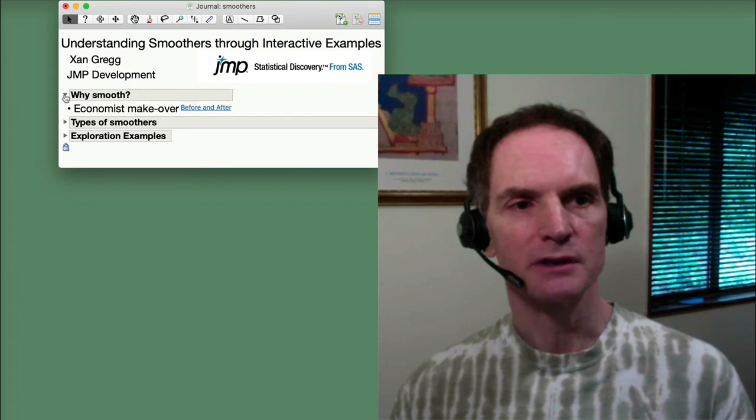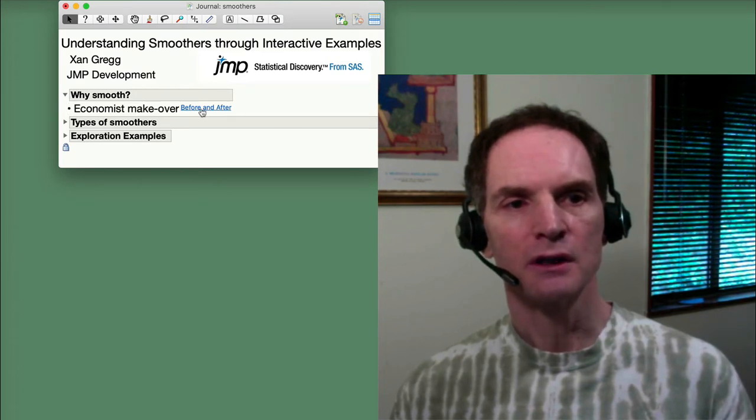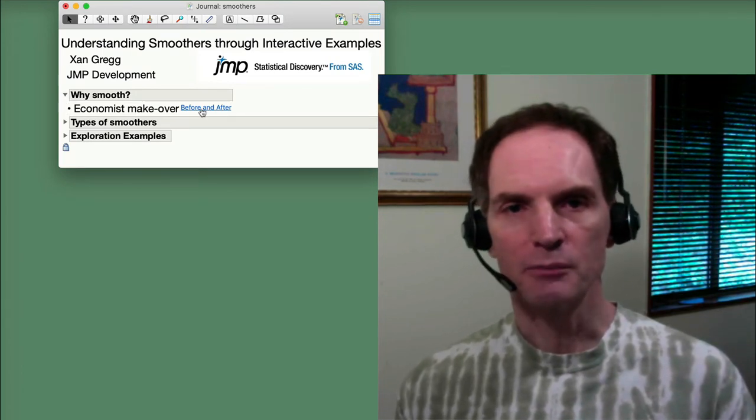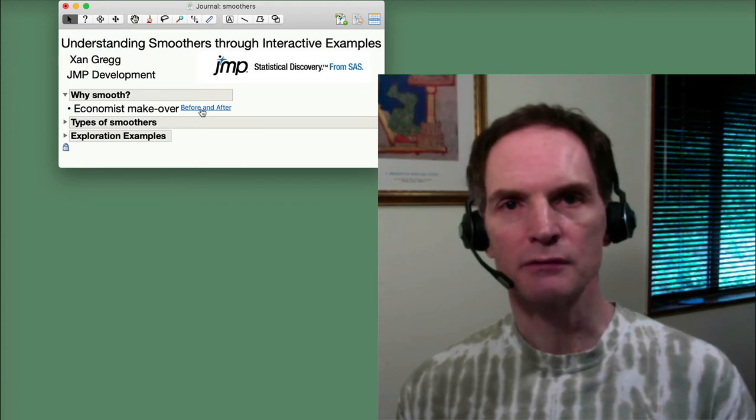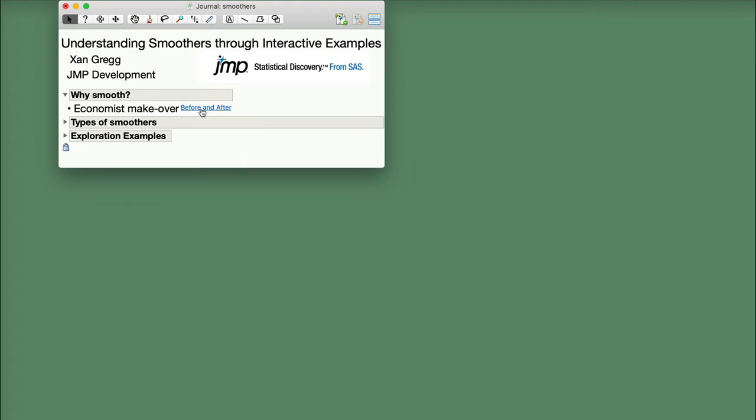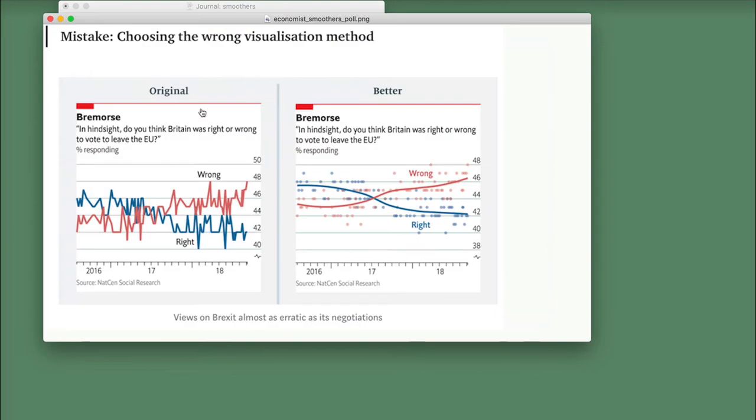from The Economist, where not too long ago they did a piece showing a before and after of a few of the charts they'd done throughout the year, where they remade them, and one of them was remade with a smoother. And that's this polling chart, which was a couple years of data polling on Brexit, and they recorded each result and connected them with just connected lines.